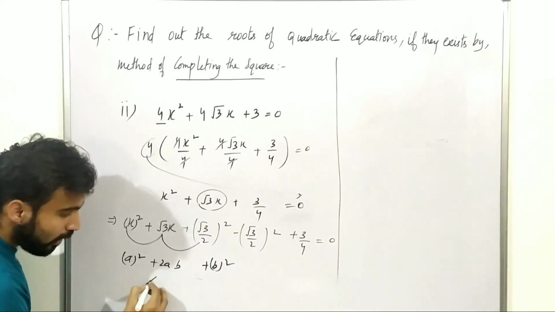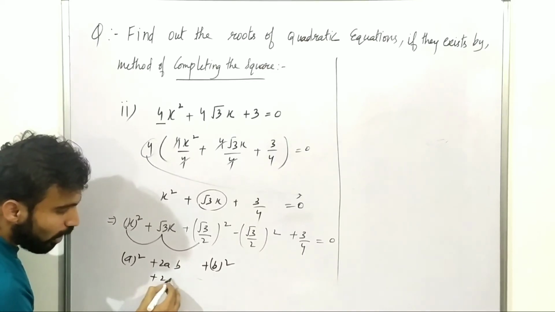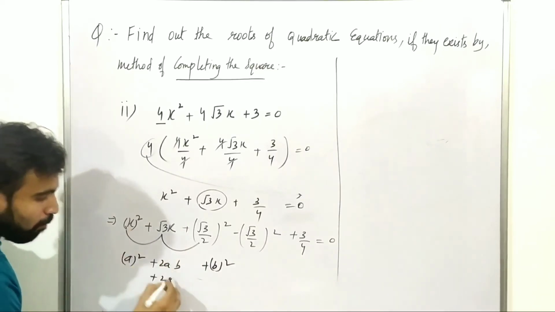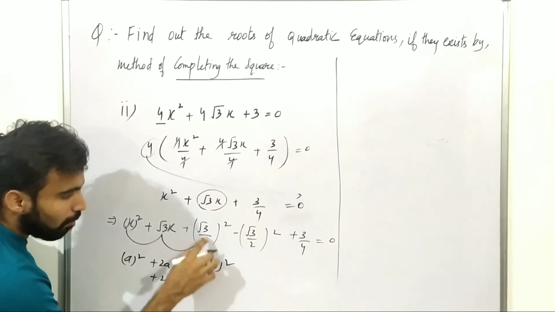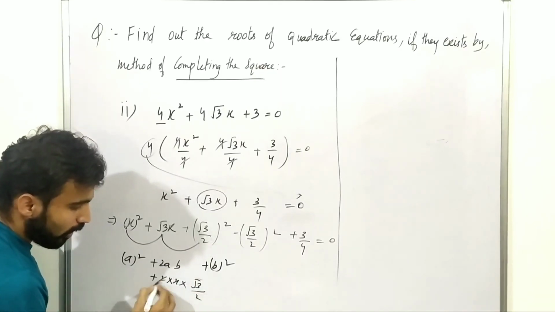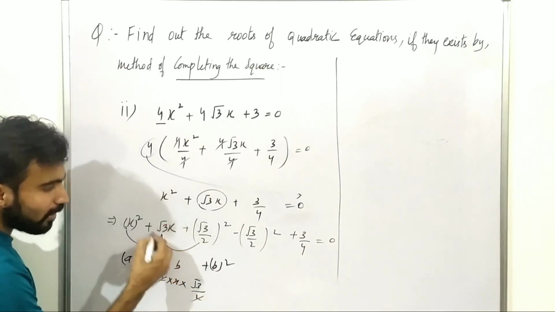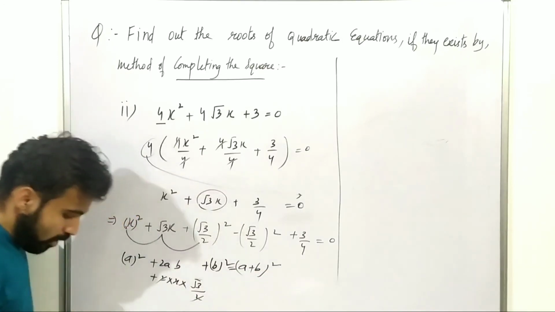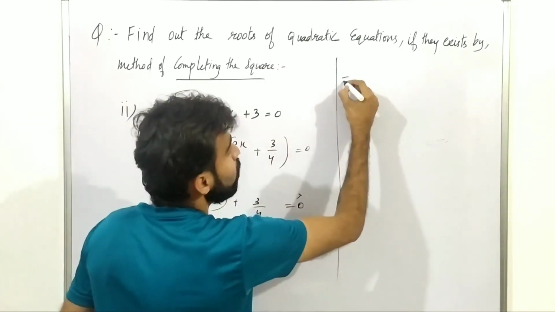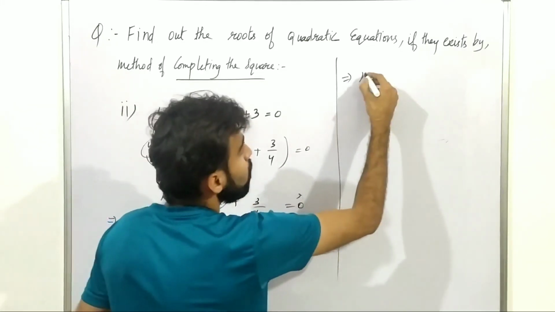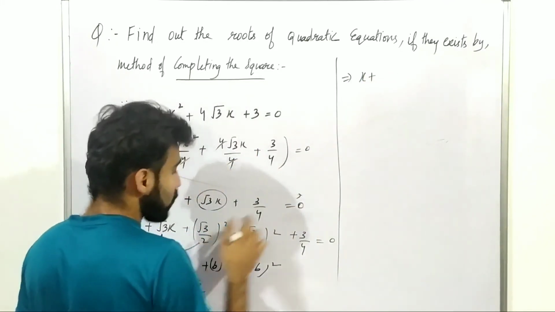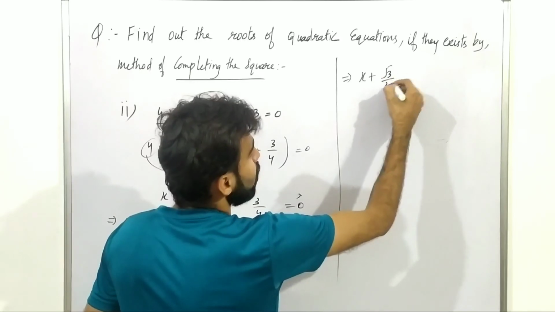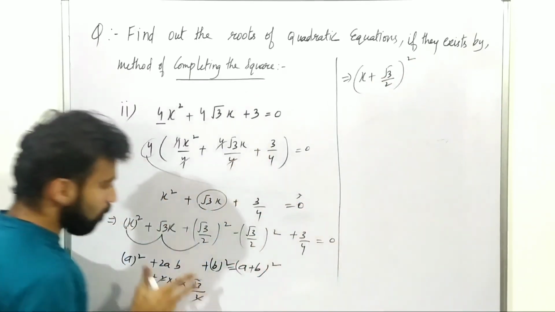Now, how will you say? Let me describe that. If in the place of a I place x, and in the place of b I place root 3 by 2, that will be root 3x, that is the middle term. So this whole structure is of a plus b whole square. Applying the same here, that will be a plus b, and in the place of b there is root 3 by 2 whole square. So this is a plus b whole square.